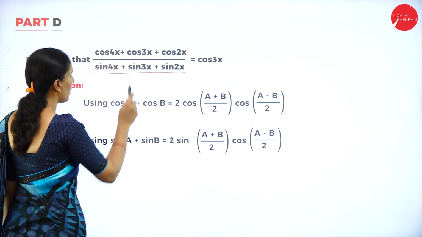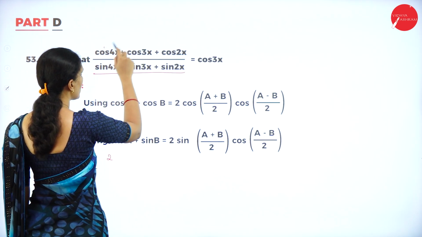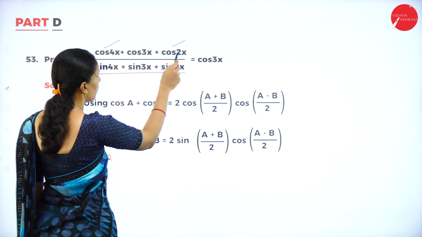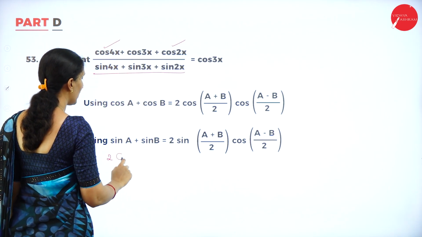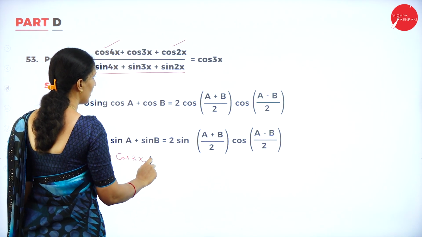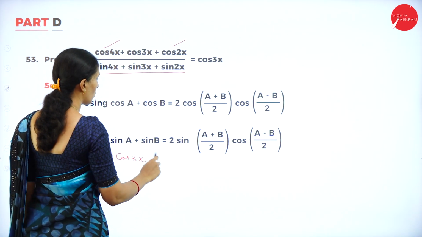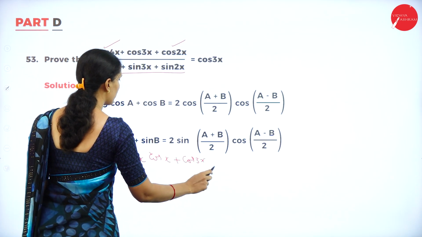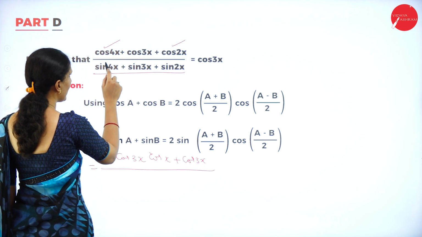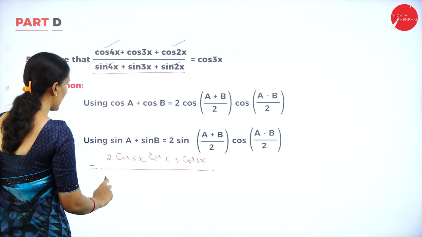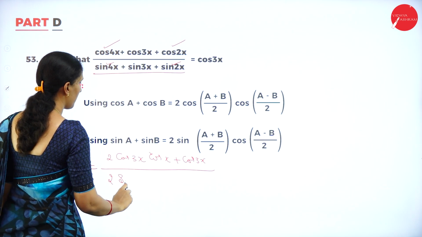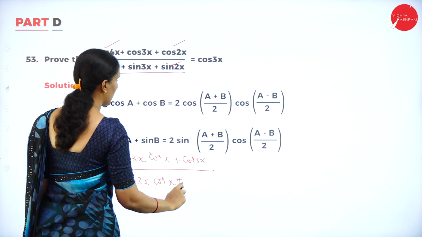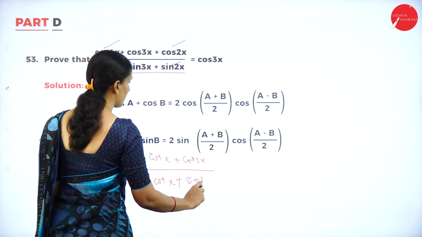Then it becomes 2 cos A plus B. I will take cos 4x and cos 2x because it is easy for the simplification. So this becomes 4x plus 2x, 6x by 2. We will get 2 cos 3x. Next we have 4x minus 2x by 2, which is x, so cos x, and plus cos 3x we have. Similarly, in the denominator, I will take sin 4x and sin 2x, so that I will get 2 sin 3x cos x plus sin 3x.